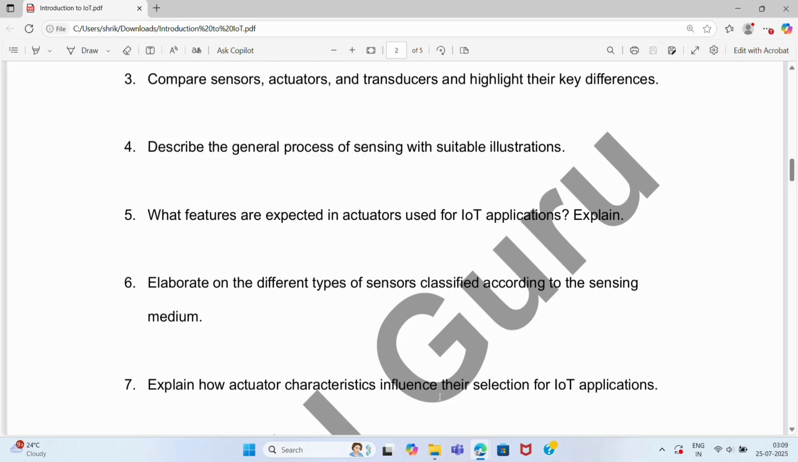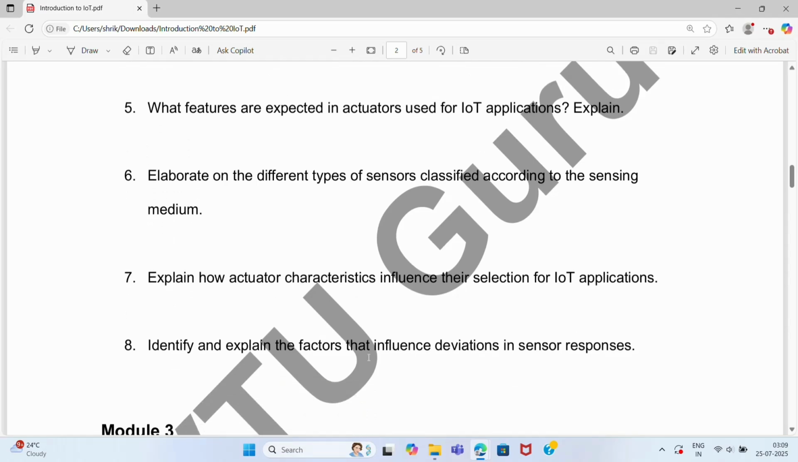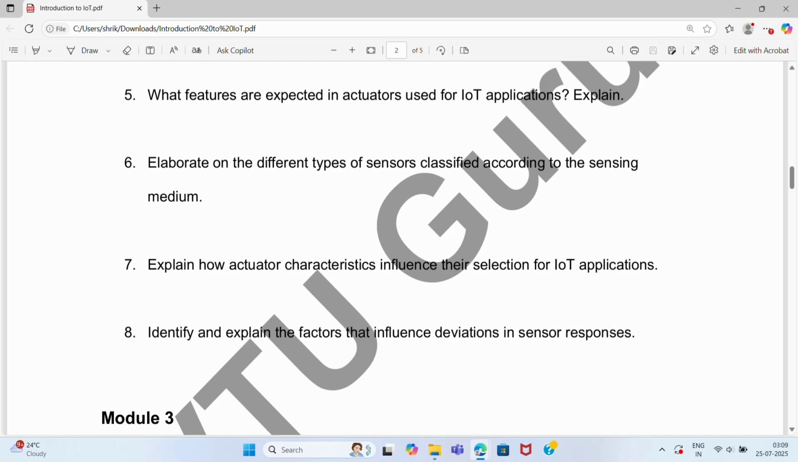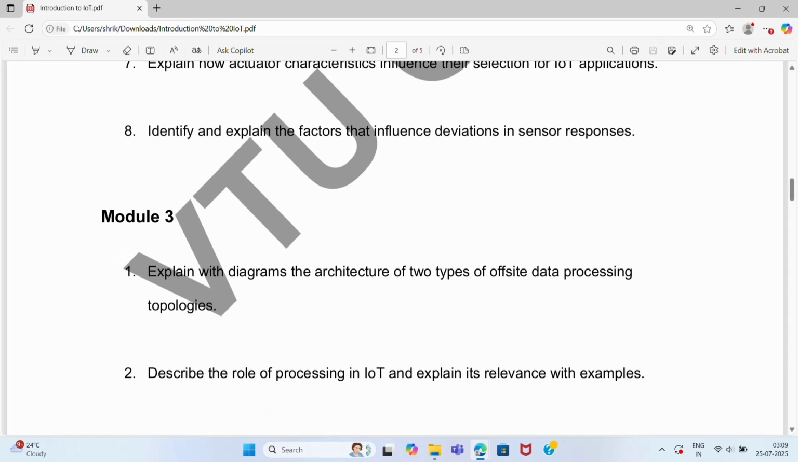Explain how actuator characteristics influence their selection for IoT applications. Identify and explain the factors that influence deviations in sensor response. Next, module 3. Explain with diagrams the architecture of two types of offsite data processing topologies.